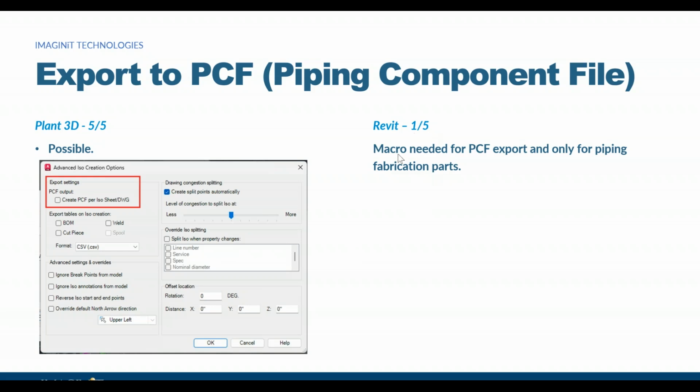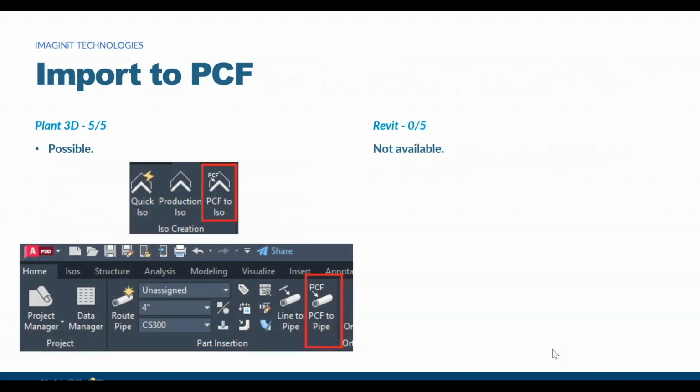And for Revit, we gave it a 1 out of 5 because a macro is needed for PCF export and only for piping fabrication parts. To import a PCF is just as easy. You have the option for PCF to isometric, which is very handy, and you also have the option for PCF to a piping file. For Revit, we gave it a 0 out of 5. That is not available at this time.